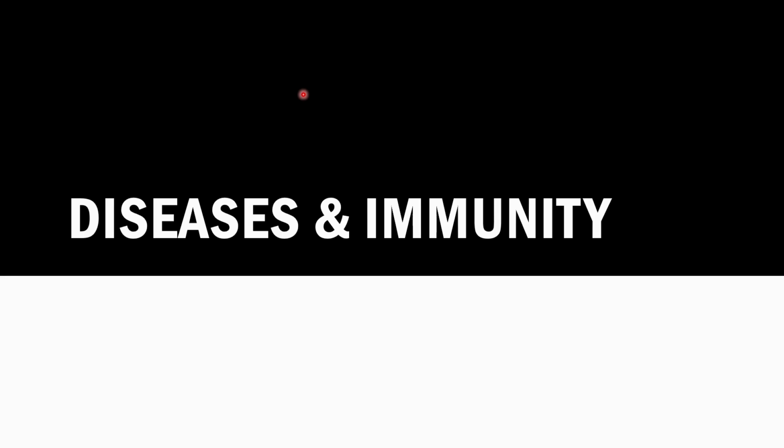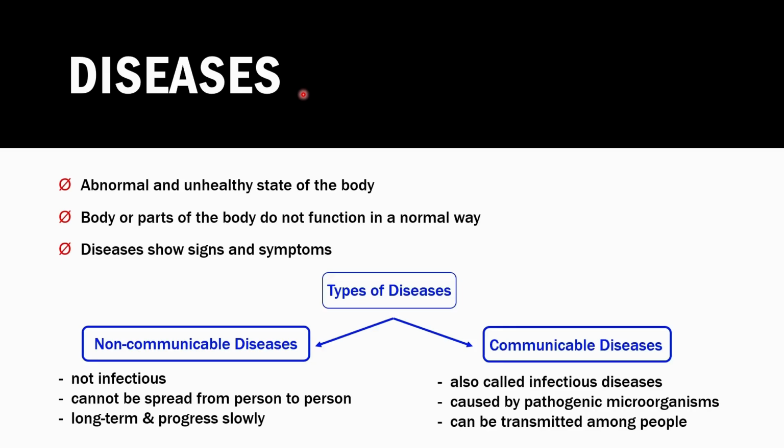Let's go on to our next topic, diseases and immunity. In this section, we will mainly talk about different types of diseases and the immunity that is against these diseases. So what are these diseases? Diseases are an abnormal or unhealthy state of your body. It can happen in any part of your body that does not function in a normal way.